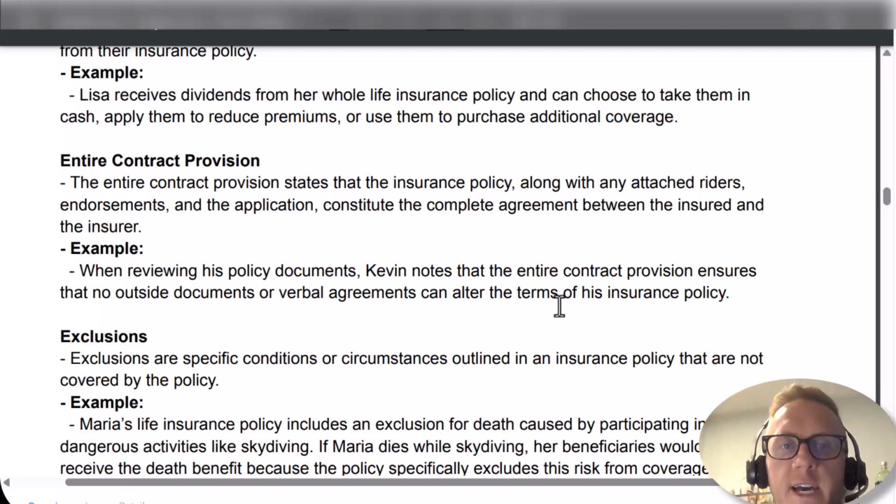So what this is saying is that everything in here is the entire contract. You can't make something up later on that you say is part of this. Like if it's not in here, then it's not part of it.